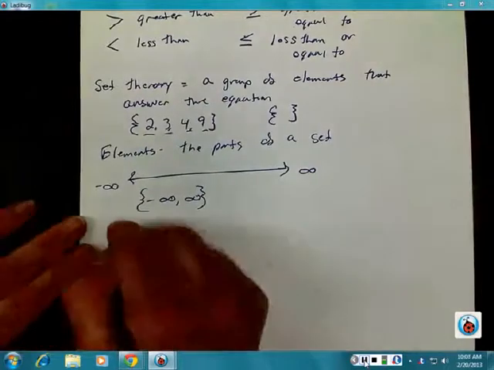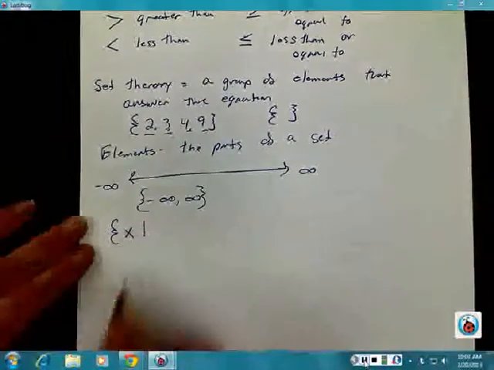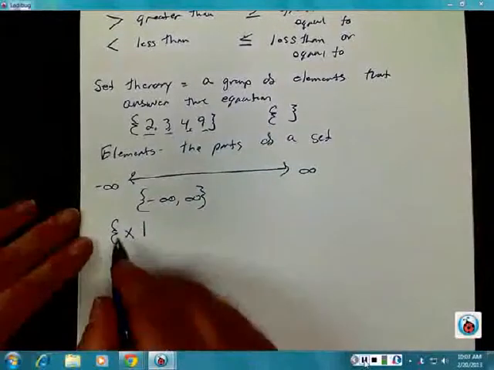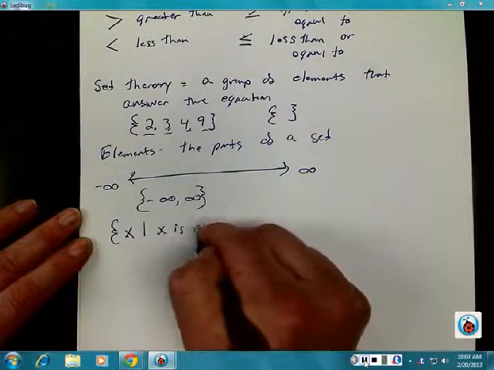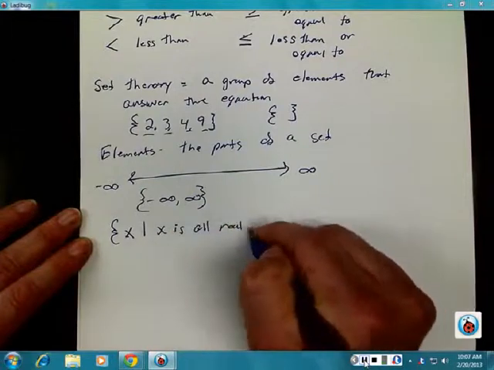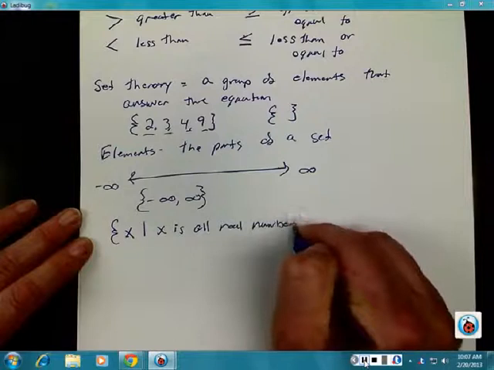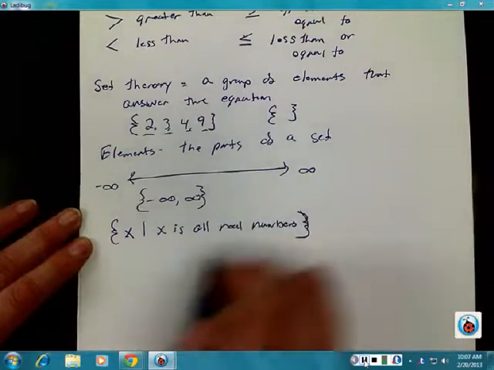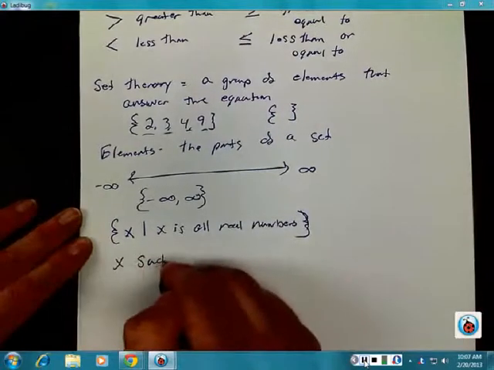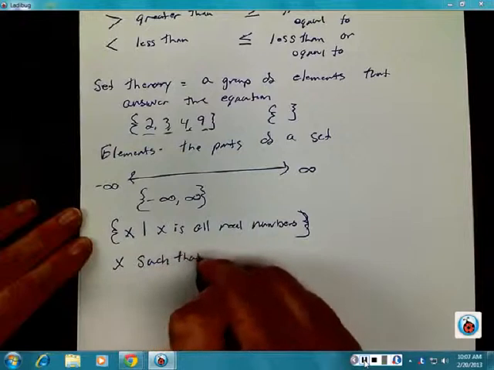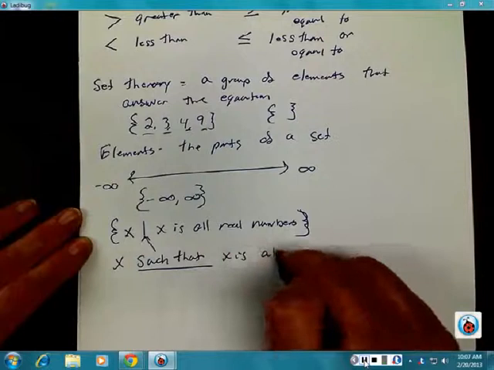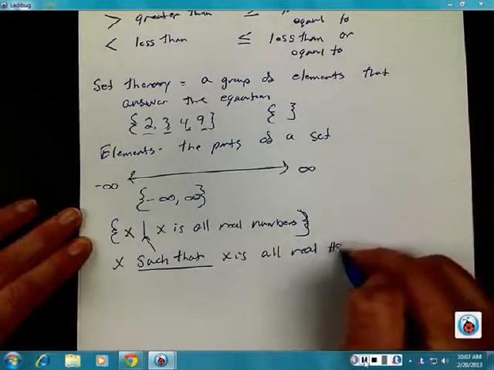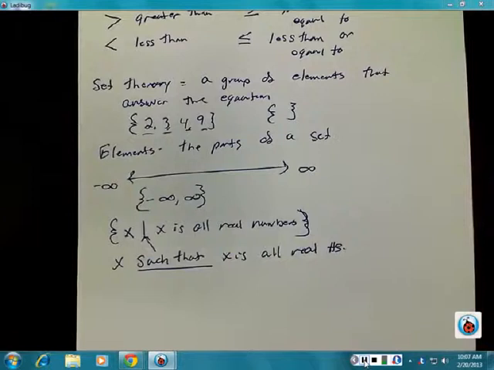There's also set theory notation, which is x with a line, and it says x is all real numbers. And how this is read is it's read x such that. That's what this bar means, such that x is all real numbers. And if I have all real numbers, that means anything I can possibly put in there would be my answer.